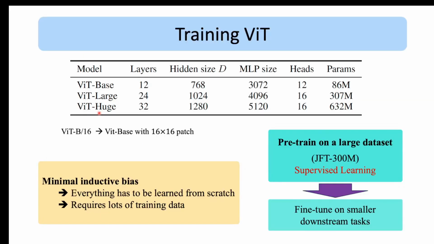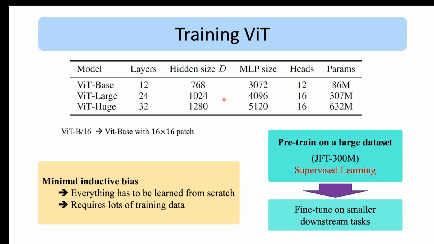There are three main variants of ViT with different number of layers: ViT base, ViT large, and ViT huge, with 12, 24, and 32 layers respectively. And note that when you see a notation like, for example, ViT B/16, that refers to ViT base with a 16 by 16 patch size.